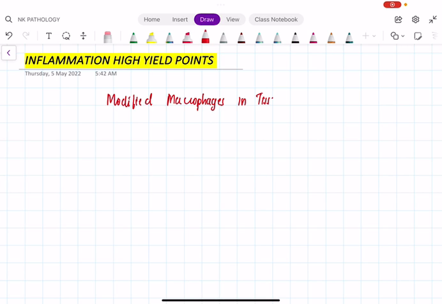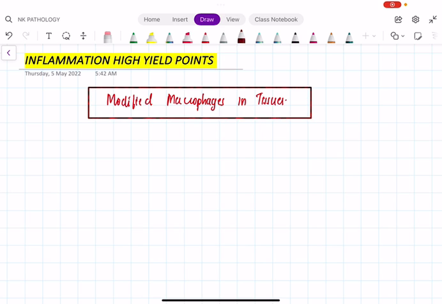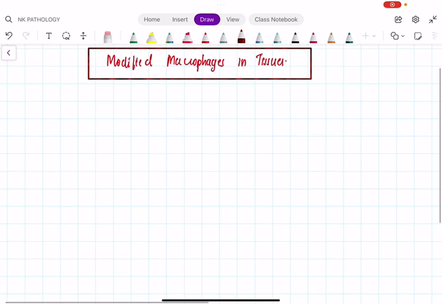in tissues. I have already told in my inflammation session that I will be discussing this separately. Fine. Let us discuss one by one what the various macrophages are. Macrophages are nothing else but monocytes which are present in the tissues or the organs. These are known by different names in different organs.